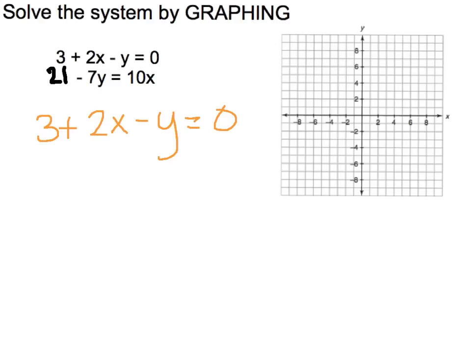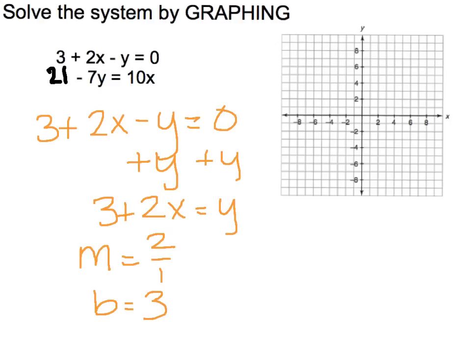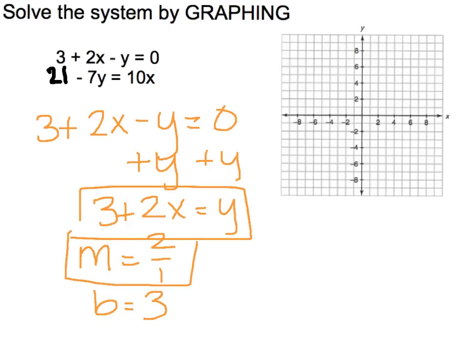What I'd like you to do now is to solve this equation for y, write down the slope and the y-intercept after you hit pause on this video. Once you have your answer, hit play and compare your work to my work. This is the equation in slope-intercept form. 3 plus 2x equals y. My slope is 2 over 1, and my y-intercept is 3.